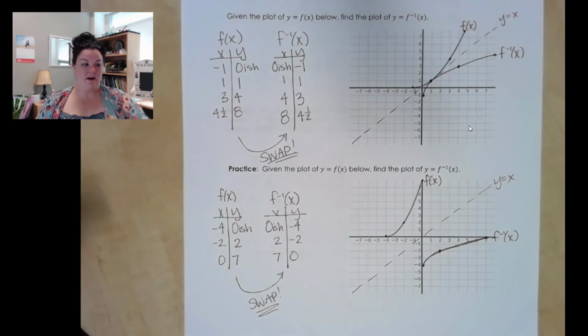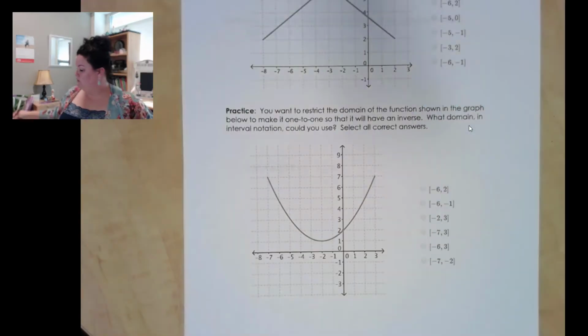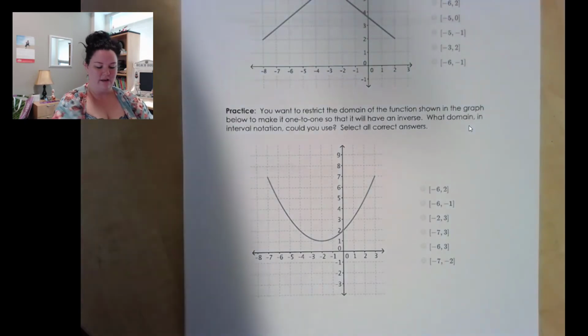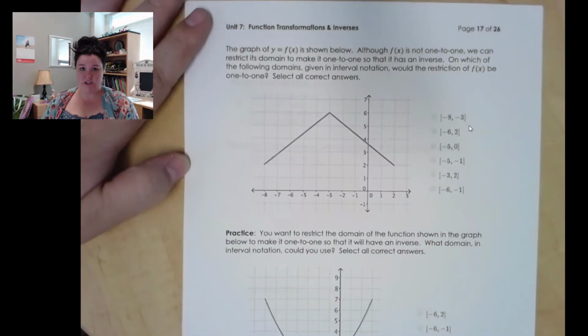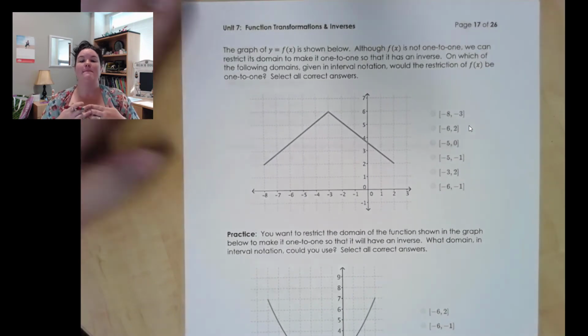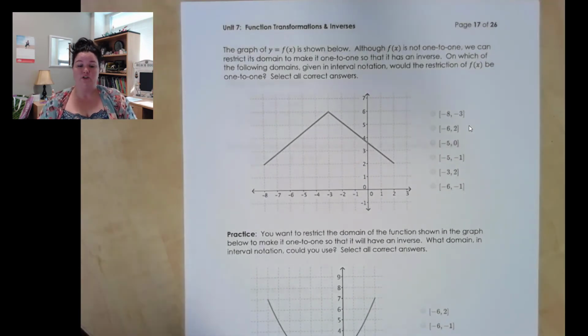All right, awesome. So let's look at another way of looking at inverses, and that is to determine whether a function has an inverse based on its domain. So remember, in order for a function to have an inverse, it must be one-to-one. So a one-to-one function passes the horizontal line test, okay?